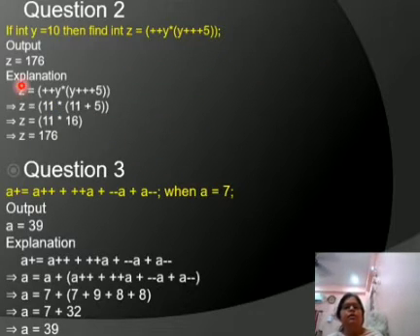Now here the second question is: int y is 10, then find z is equal to plus plus y into y plus plus plus 5. The output is going to come 176. Explanation: how have we solved this problem? Plus plus y has become 11, into 11 plus 5. It will be 11 because it is your postfix. 11 plus 5, according to the BODMAS rule, first we solve the bracket, then 11 into 16 is 176.